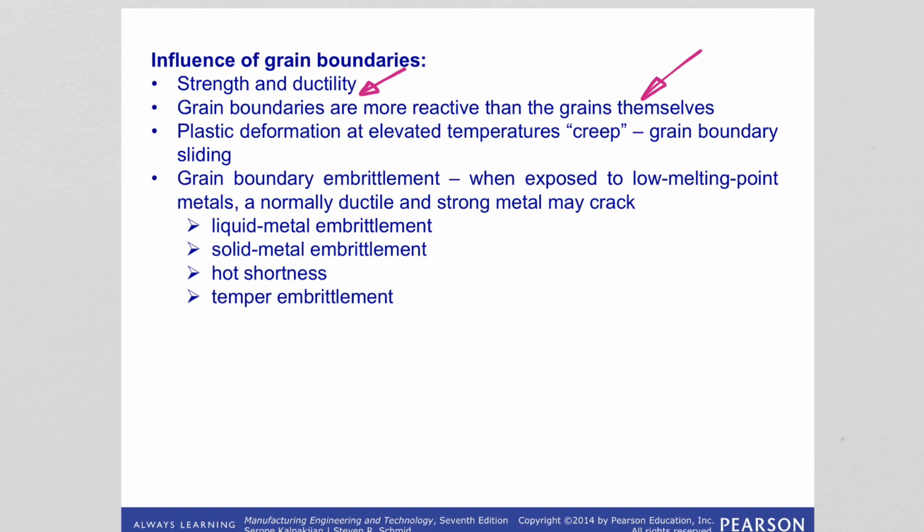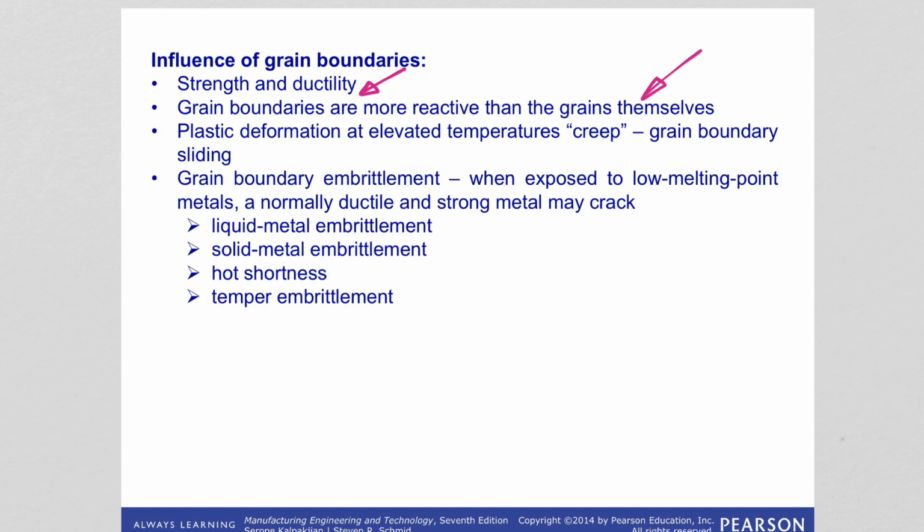And this is important in manufacturing. Especially in hot forging and corrosion, and those types of manufacturing processes, the reactions will start at the grain boundaries.